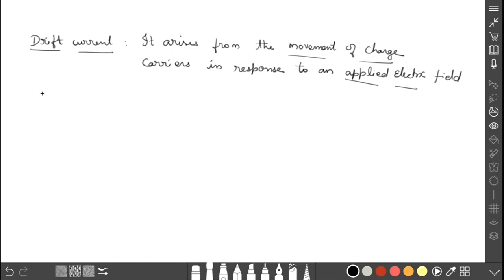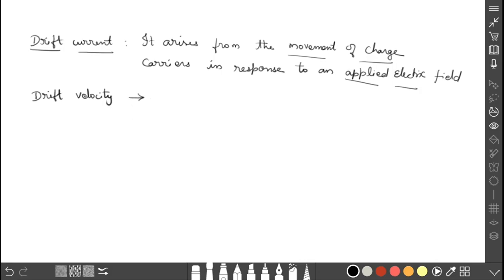So the drift current means the external force is making the charge carriers move. What is the velocity associated with the charge carriers? The velocity is the drift velocity, produced by the application of the external field. The drift velocity increases.